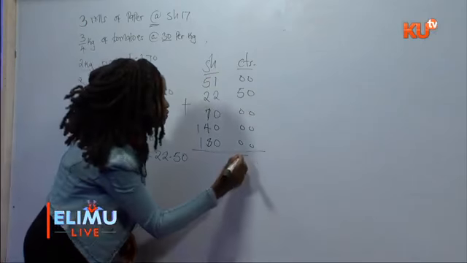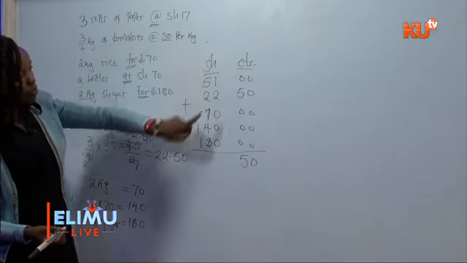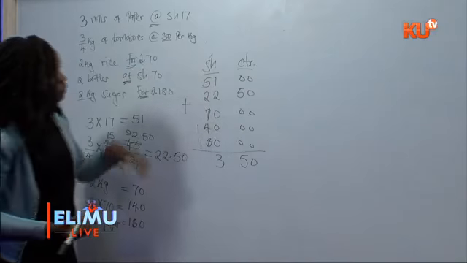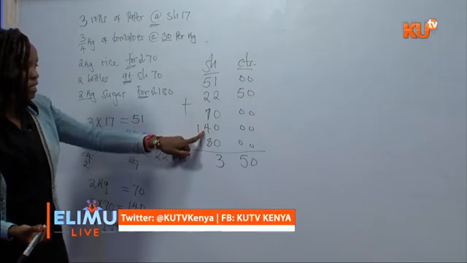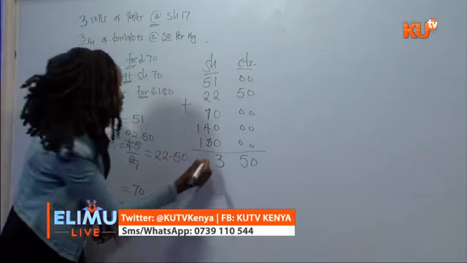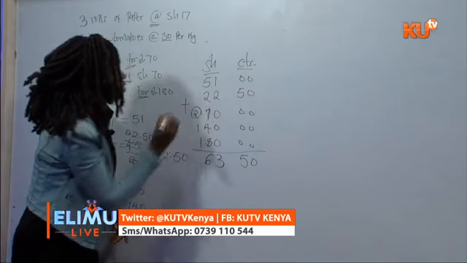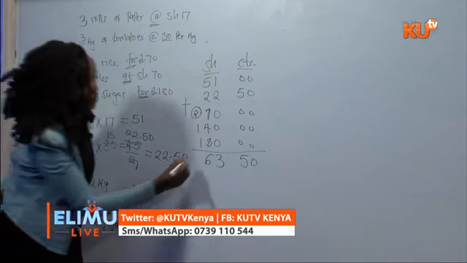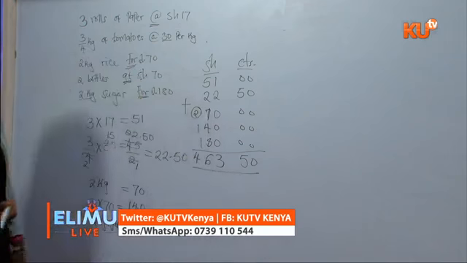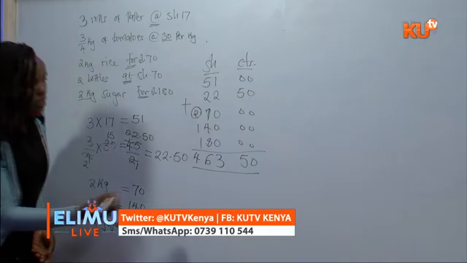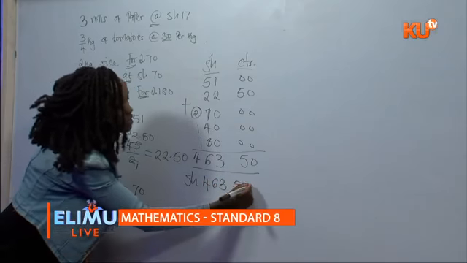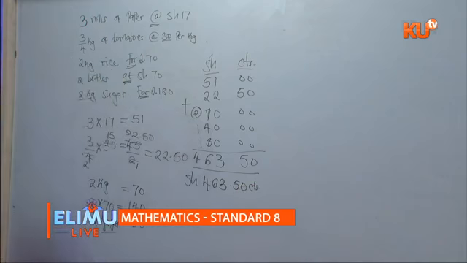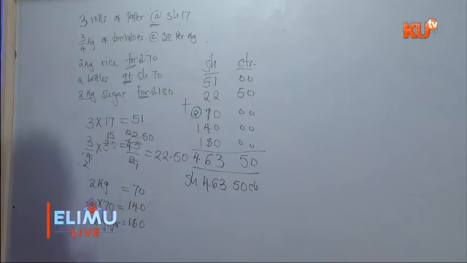So when you add here, you're going to get 50 cents. 1 plus 2 plus 0, we get 3. 5 plus 2, 7. 7 plus 7, 14. 14 plus 4, 18. 18 plus 8, we get 26. I write 6, we carry 2. 2 plus 1 plus 1, we get 4. So the total cost of the items was 463 shillings and 50 cents.